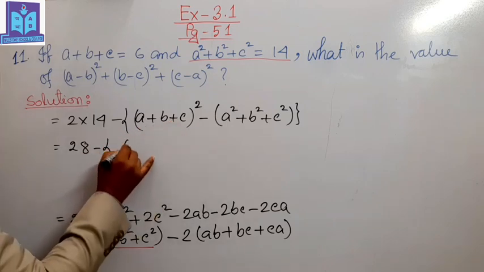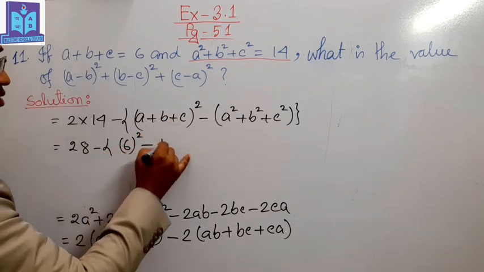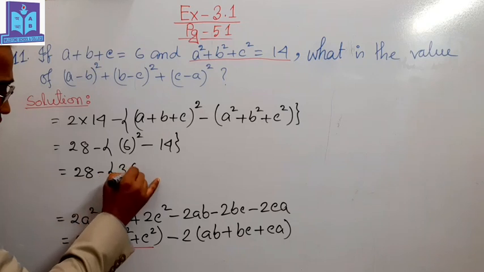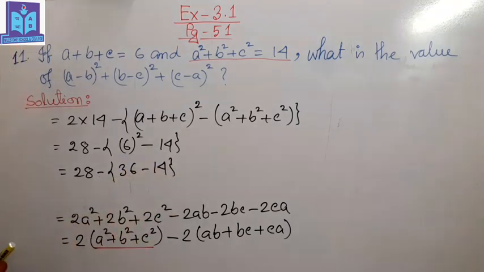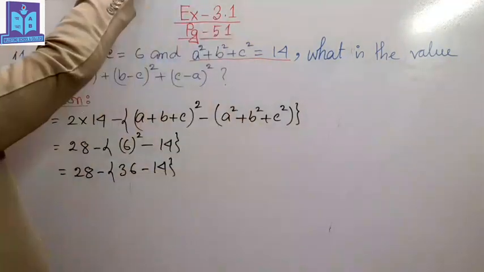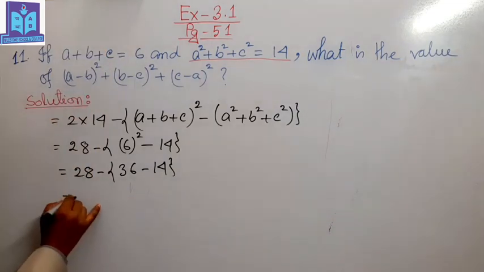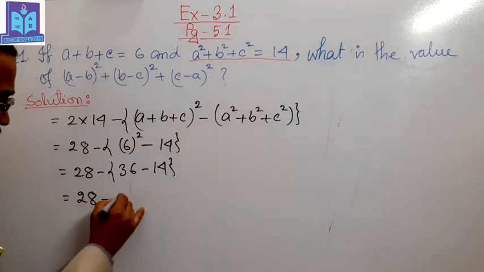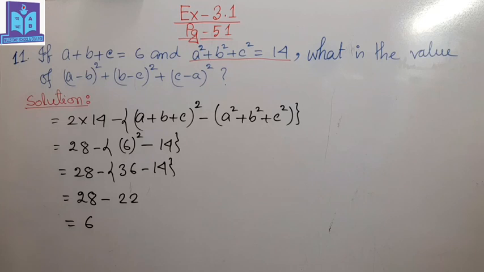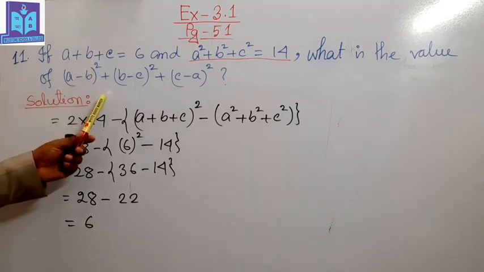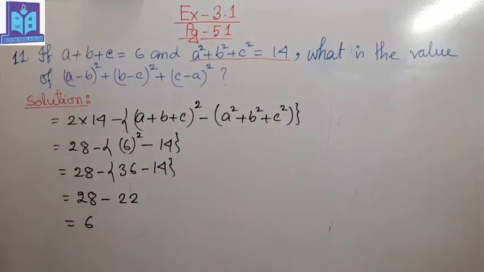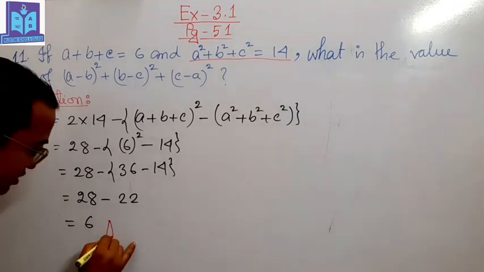2 14s are 28 minus, this is 6 square minus 14, that is 28 minus 36 minus 14. So it will be 28 minus 22, that is 6. So the value of a minus b whole square plus b minus c whole square plus c minus a whole square is equal to 6. This is our answer.